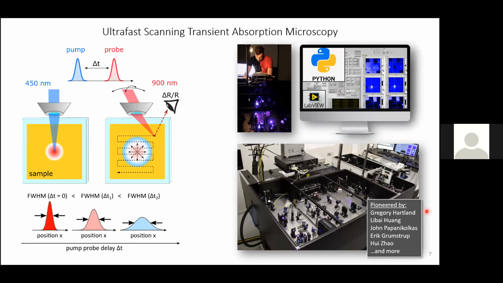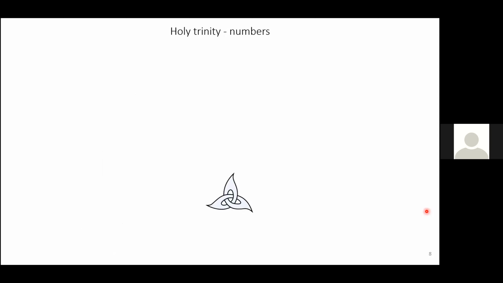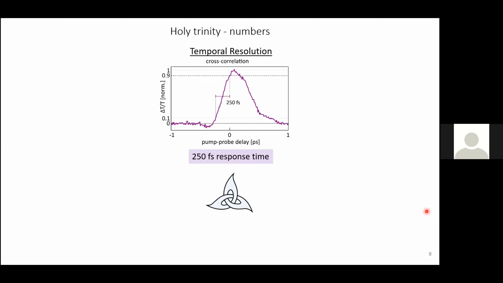This was pioneered by a lot of scientists, mainly in the US, who've been doing this for around 10 years. So what are the numbers here? I said temporal resolution. This is just the laser. We take a 100 femtosecond laser, and the cross correlation is in the 200 femtoseconds. That kind of makes sense. You can also repeat the same experiments with tens of femtosecond lasers, so that comes for free. You just have to get the right laser. What about spatial resolution?